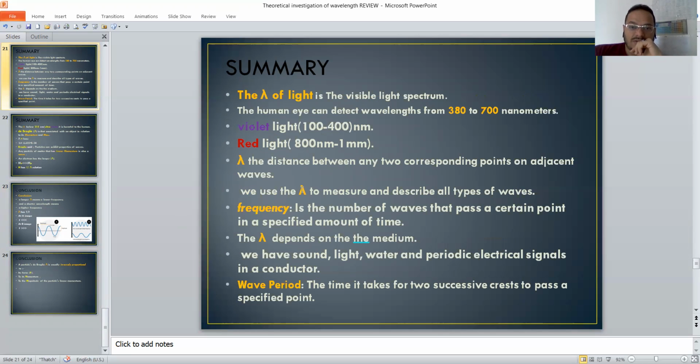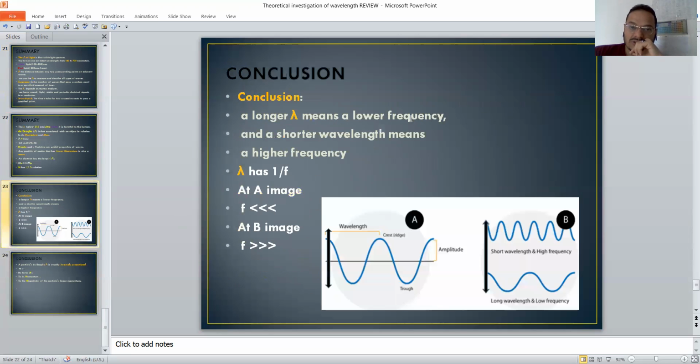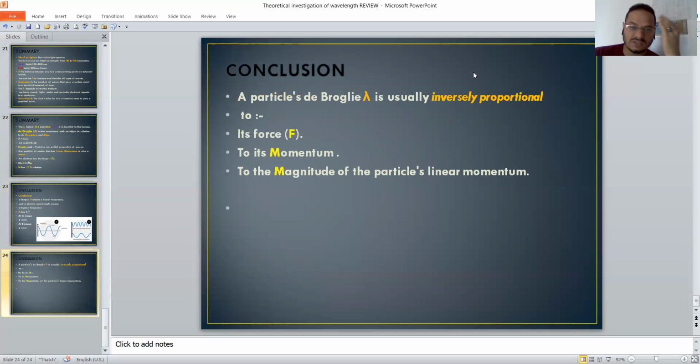Here is the summary of all of that. The conclusion: a longer wavelength means a lower frequency, and a shorter wavelength means a higher frequency. And the difference between these two images, A and B: the particle's de Broglie wavelength is usually inversely proportional, like I said before, to the force, the momentum, the magnitude of the particle's linear momentum.